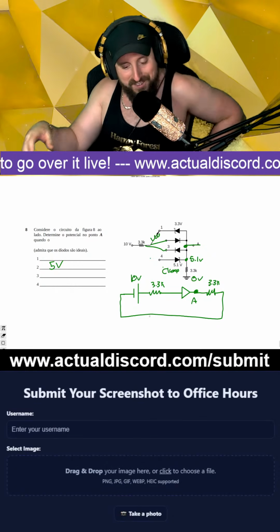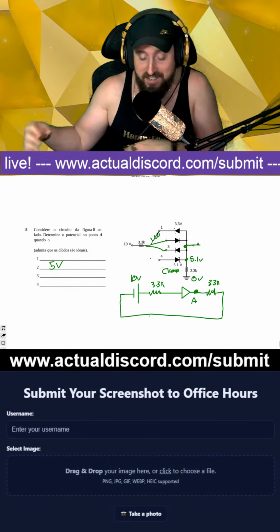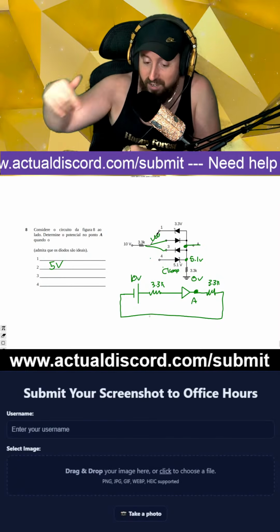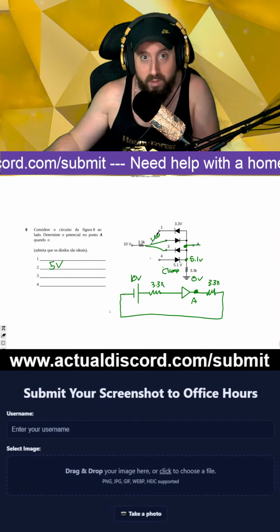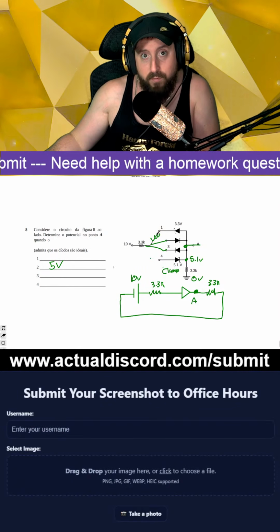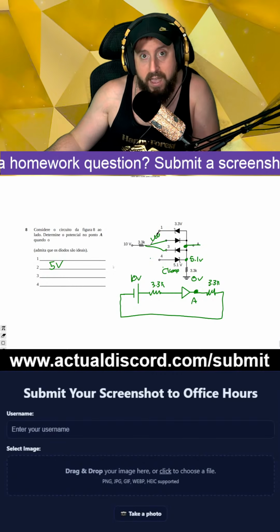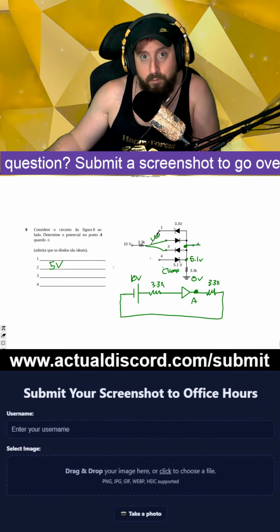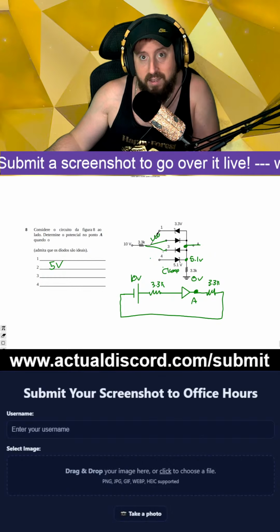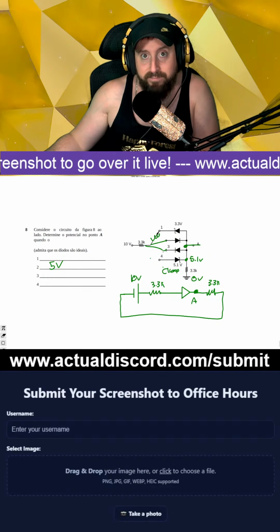Help me in differential equations. I'm failing. If you're failing in DiffEq, submit a screenshot, and I'll do a DiffEq question for you and teach you. So Abdullah says 3.3 volts and the 5.1 volts is the Zener voltage. So that means when the voltage is that or greater, it allows current to flow through, acting as a short circuit. Okay.